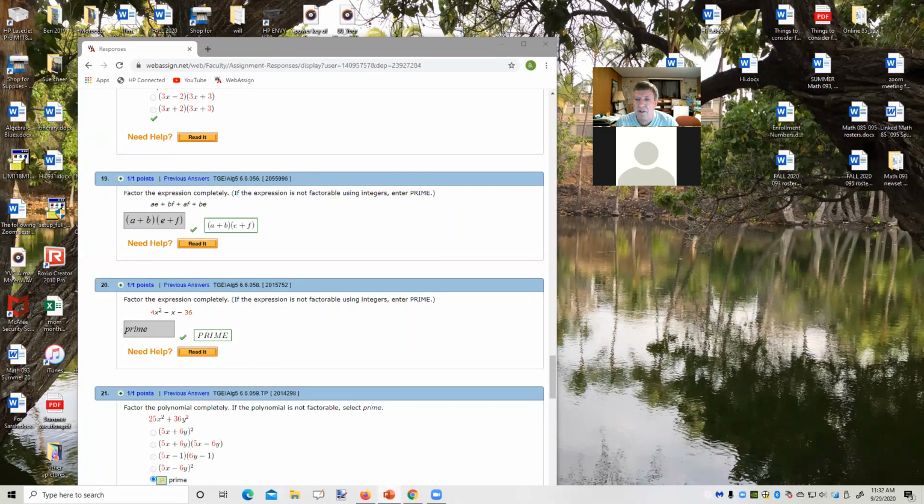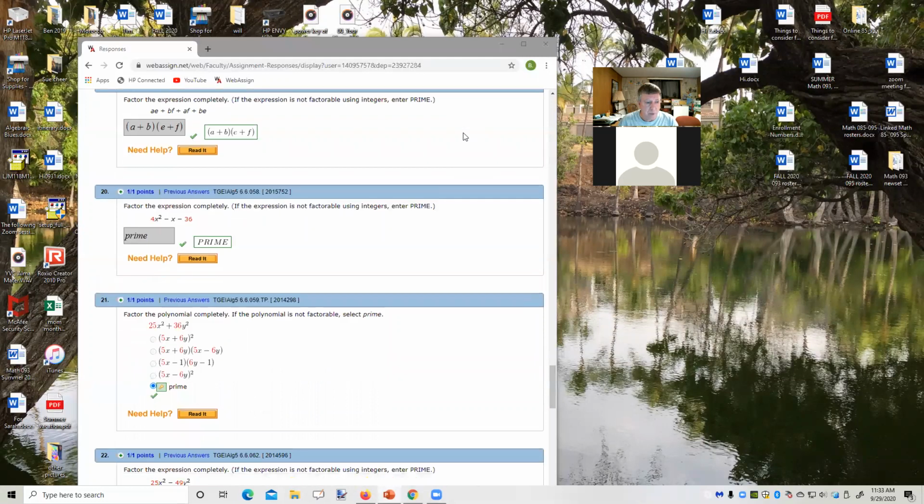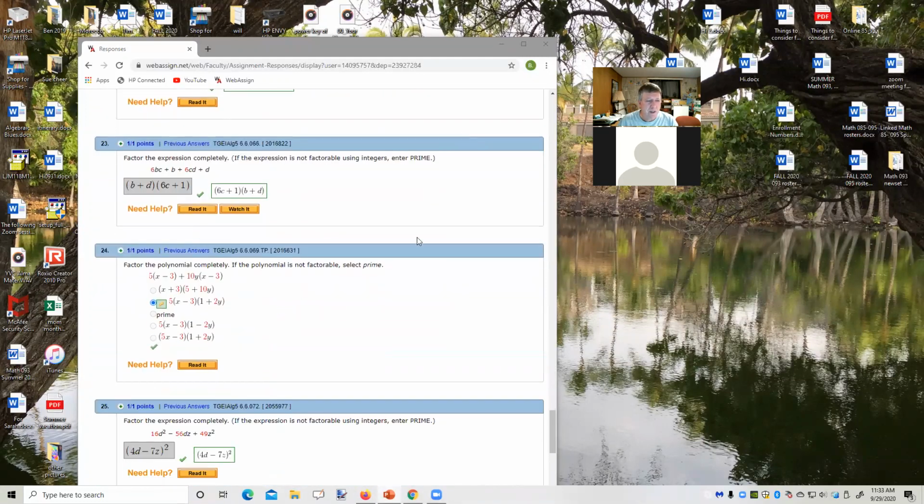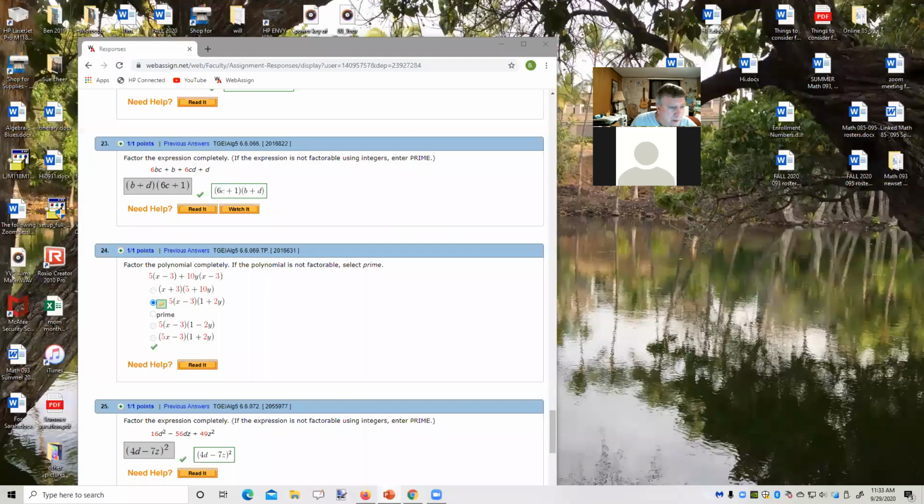So are you okay with what I did there? Basically rearranging the terms to make it work. First I moved these 2 around, and then I switched those 2 around just so that I had E plus F as opposed to F plus E. Same thing. All right, good. We're going to go on to number 24. So let's take a look at 24, which says factor the polynomial completely. If the polynomial is not factorable, select prime.